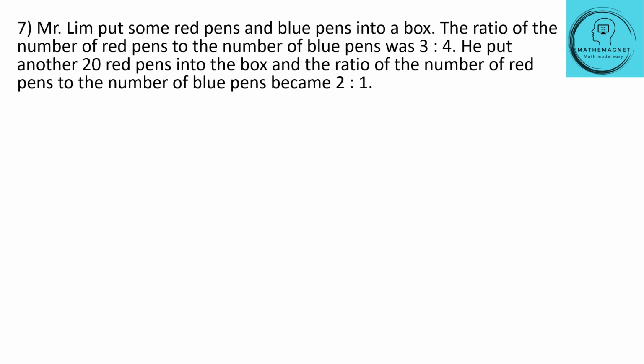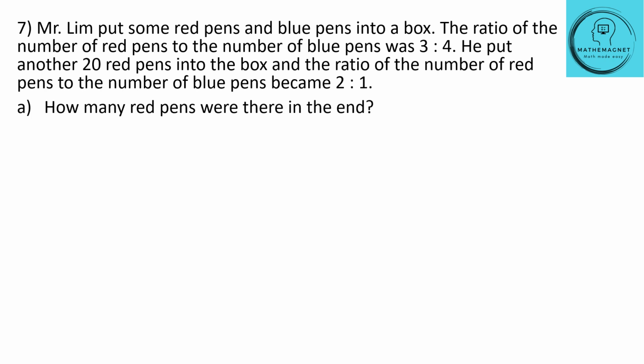Question number 7. Mr. Lim put some red pens and blue pens into a box. The ratio of the number of red pens to the number of blue pens was 3:4. He put another 20 red pens into the box and the ratio of the number of red pens to the number of blue pens became 2 is to 1. Question A, how many red pens were there in the end? Question B, how many blue pens were there?